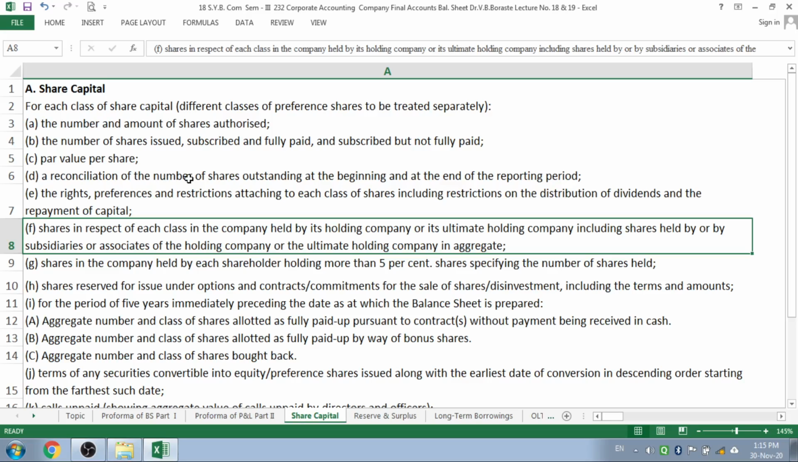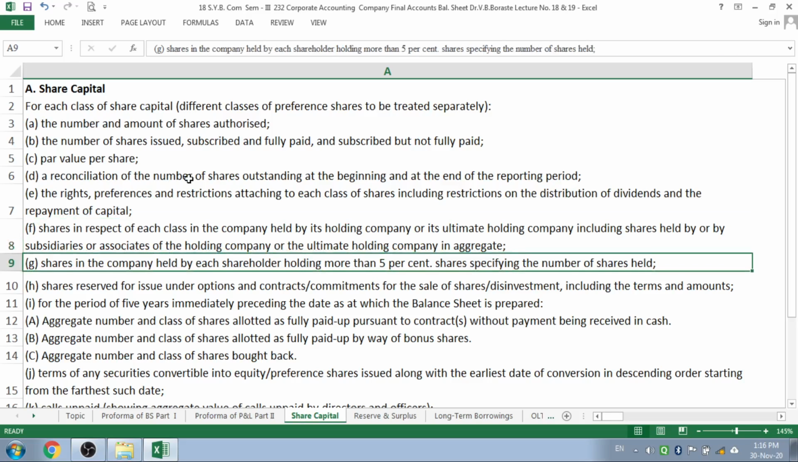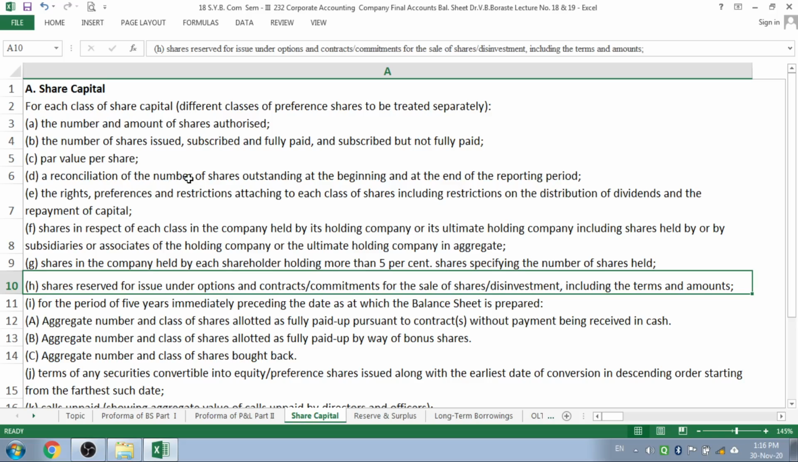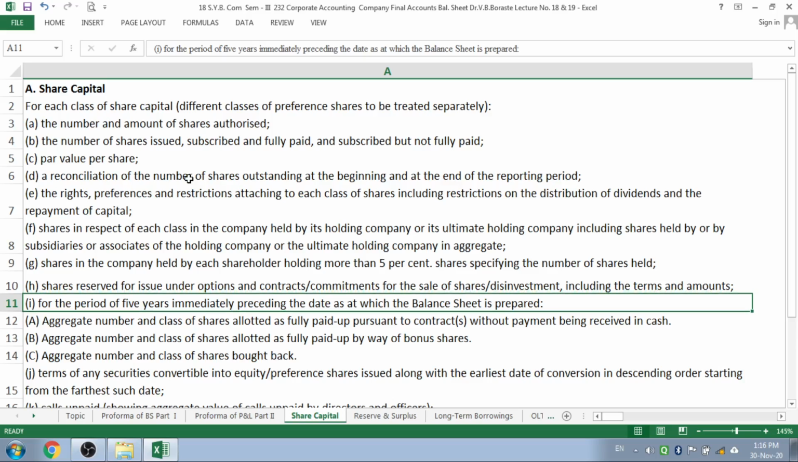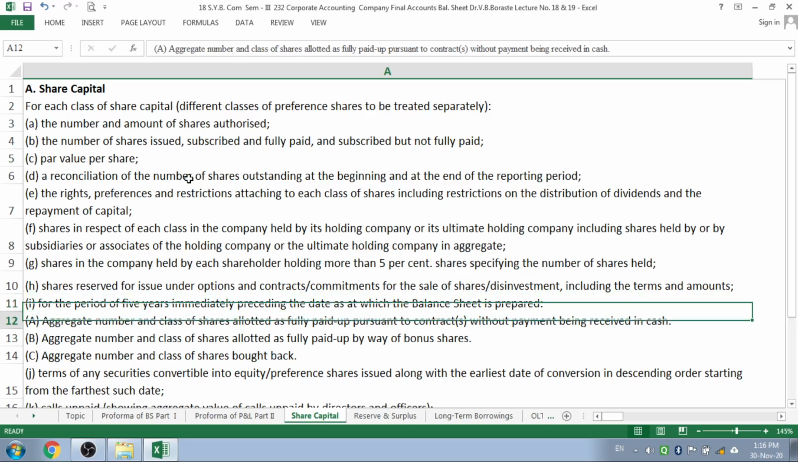Shares in respect of each class in the company held by its holding company or its ultimate holding company, including shares held by a subsidiary or associate of the holding company or the ultimate holding company in aggregate. Later on, we have to disclose the shares in the company held by each shareholder holding more than 5%. Then shares reserved for issue under options and contracts. Then for the period of 5 years immediately preceding the date as at which the balance sheet is prepared.